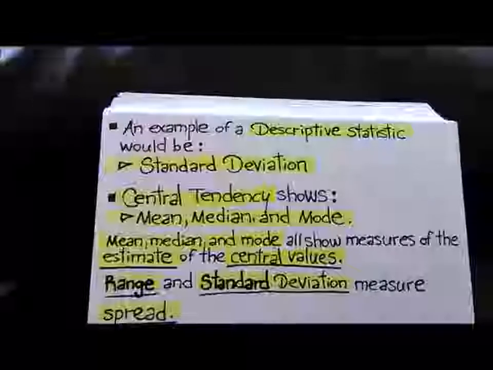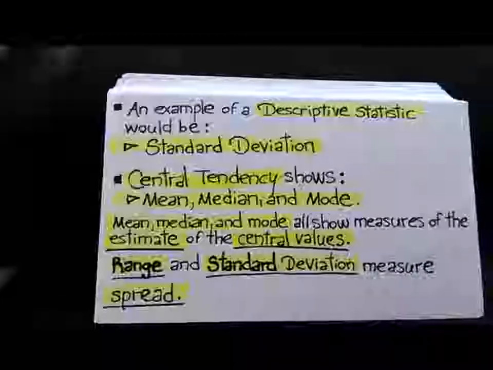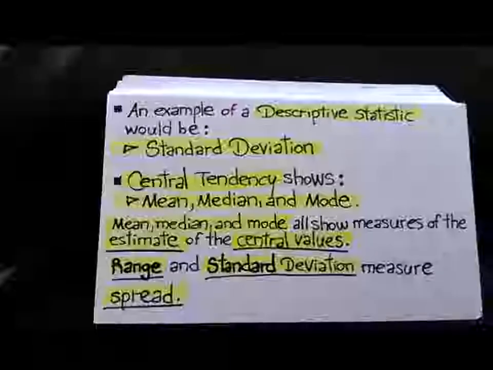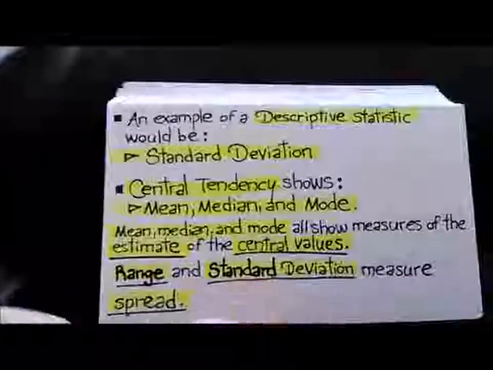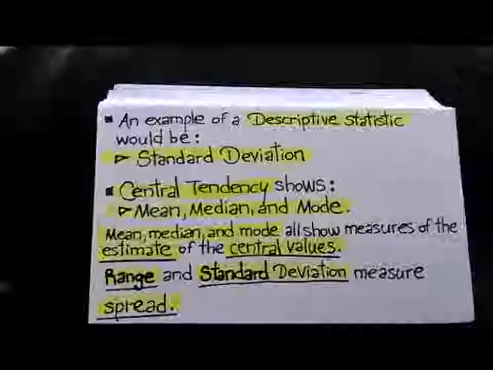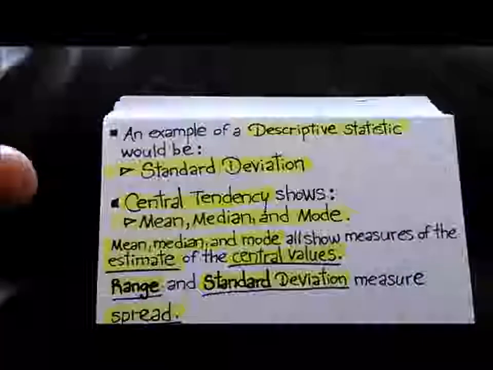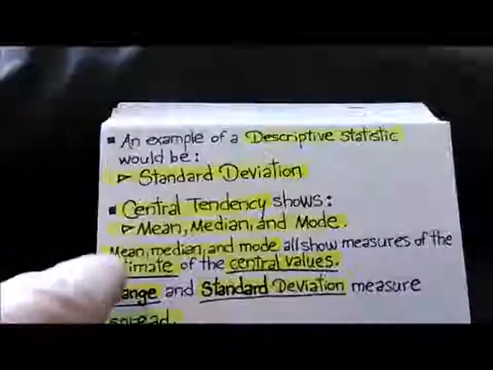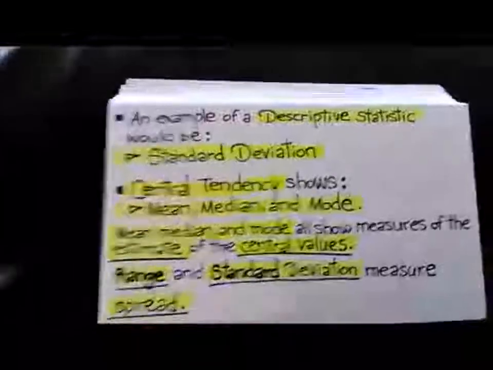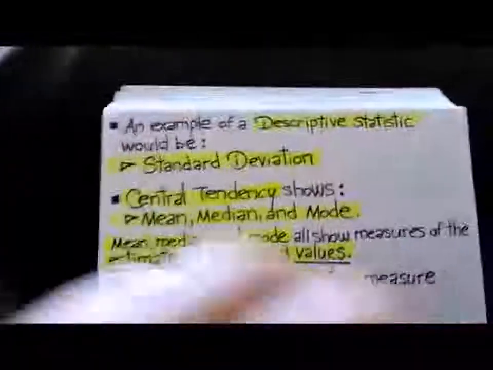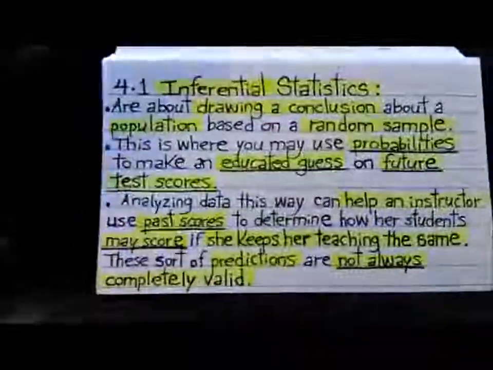Central tendency shows the mean, median, and mode. Mean, median, and mode all show measures of the estimate of the central values. Range and standard deviation measure the spread. So how spread are the data? That's the range and standard deviation. Mean, median, mode, central values; range and standard deviation measure spread, but they are all descriptive statistics. Got it? Got it.